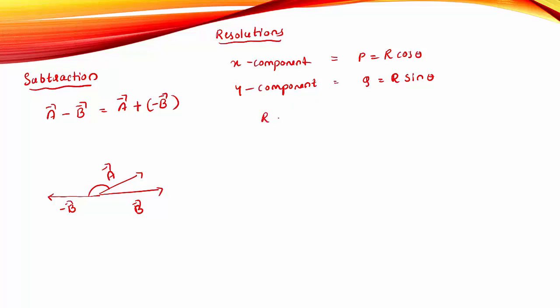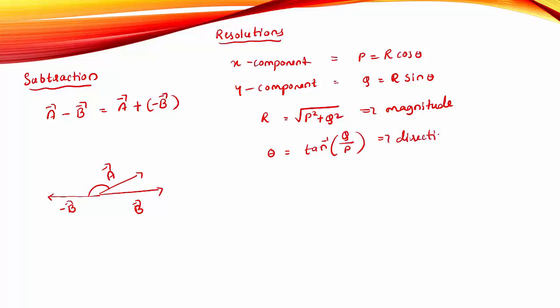Then the magnitude of resolution of the vector is given by square root of p square plus q square. This gives the magnitude of the resultant of two vectors or resolution of the vector. Then direction is given by theta equal to tan inverse of q divided by p. This gives direction. So all these equations we studied in the theoretical part in detail. Yes, this is all about resolution of vectors.